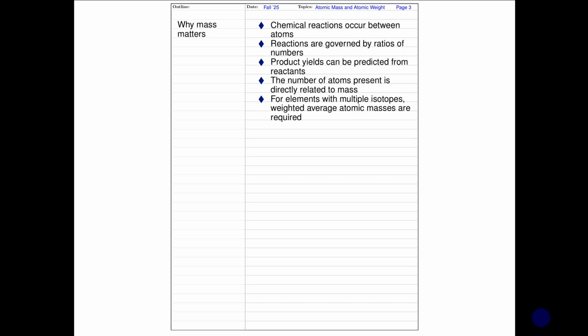Isotopes present a problem in terms of mass. By definition, isotopes have different masses. They also exist in nature in unequal distributions. For example, in a natural sample of carbon, about 99% is carbon-12, roughly 1% is carbon-13, and carbon-14 is present in trace amounts. If we wanted to use carbon's mass to predict reaction outcomes, we need a way to accurately represent the mass of all isotopes in the sample. Today, we'll cover how to do that.